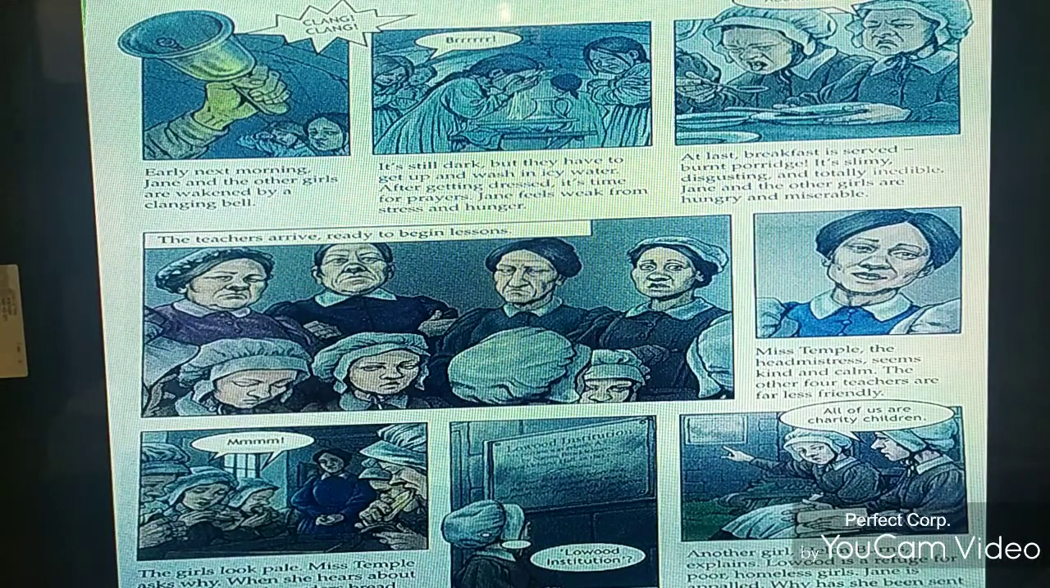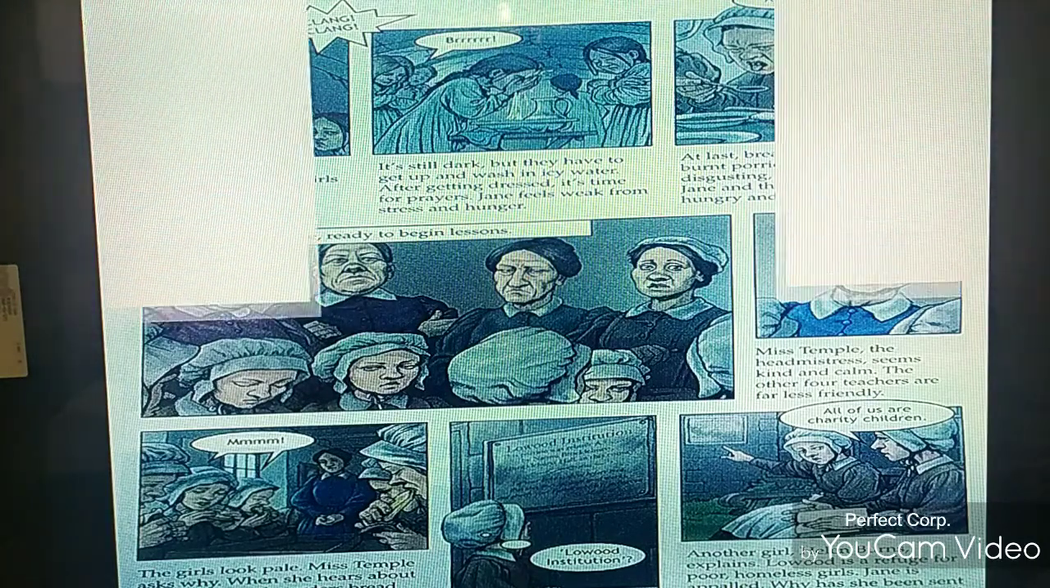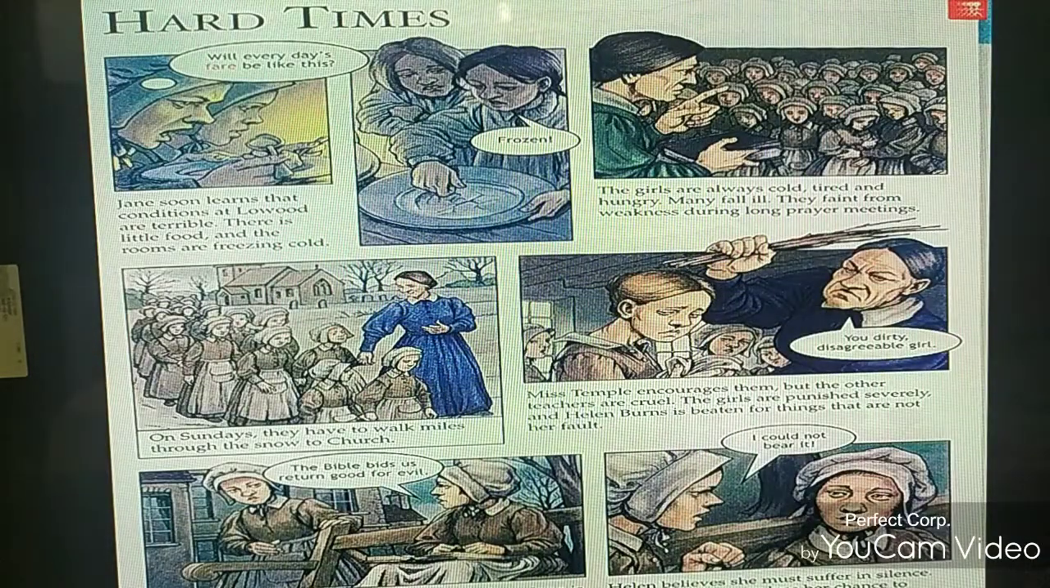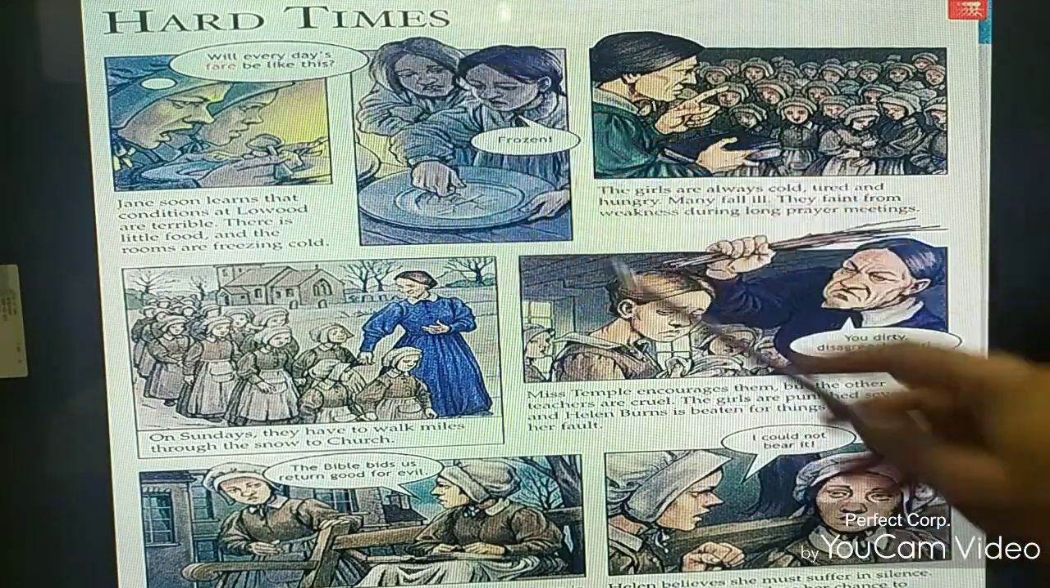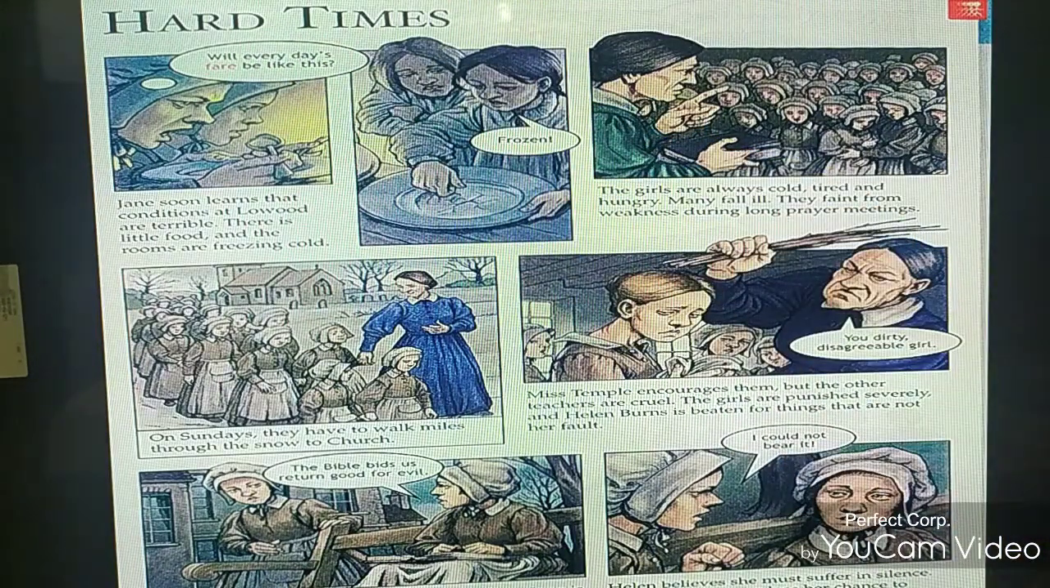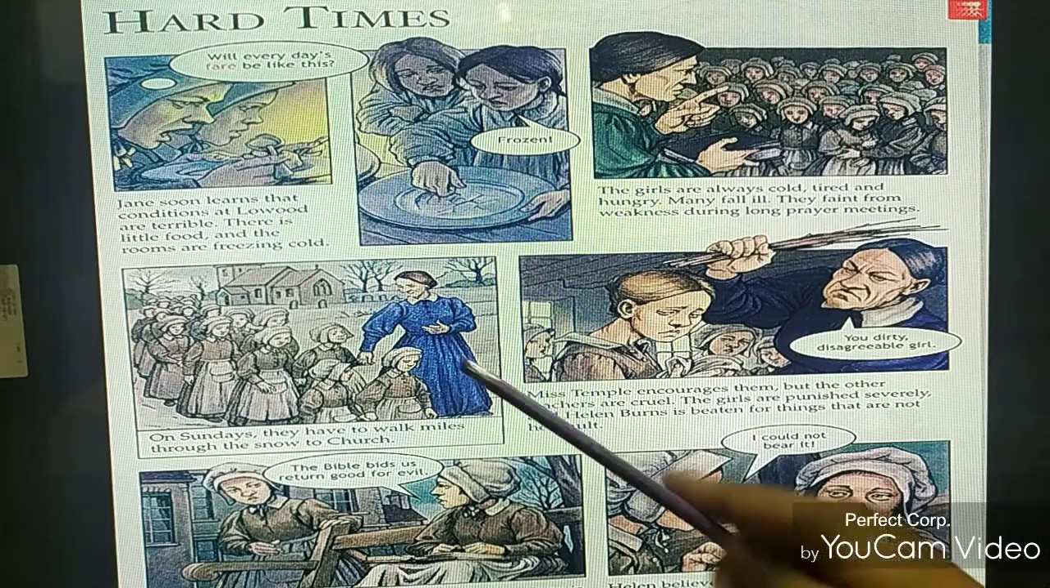So students, I hope you all have understood the story of the first part, and now we are going to discuss the second part of this lesson, that is "Hard Times." This is our second part of this chapter. From the starting I'm just taking, "Will every day's fare be like this?" From here I'm just taking.